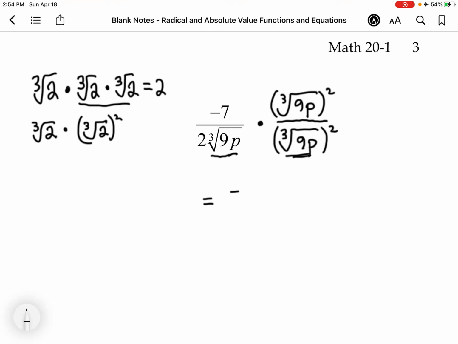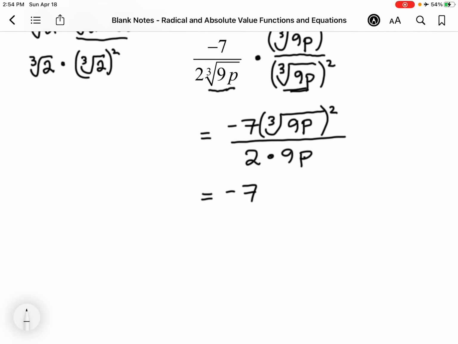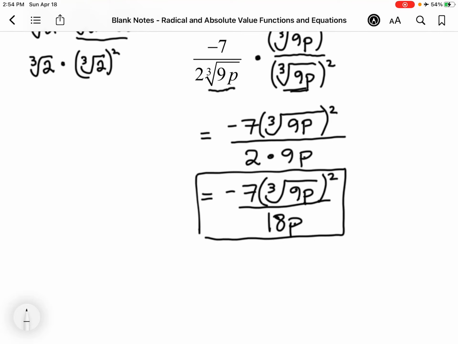That's going to give us in the numerator -7 times the cube root of 9p squared over 2 times 9p. Okay, and all together, that will give me -7 cube root 9p squared over 18p. Now here, we're not going to have any restrictions on p because you can take the cube root of a negative number. So in this case, p can be anything, right? If I wanted the cube root of -27, it would be -3 because -3 multiplied by itself 3 times is -27. So with cube roots, you won't have restrictions, but with square roots, you will.